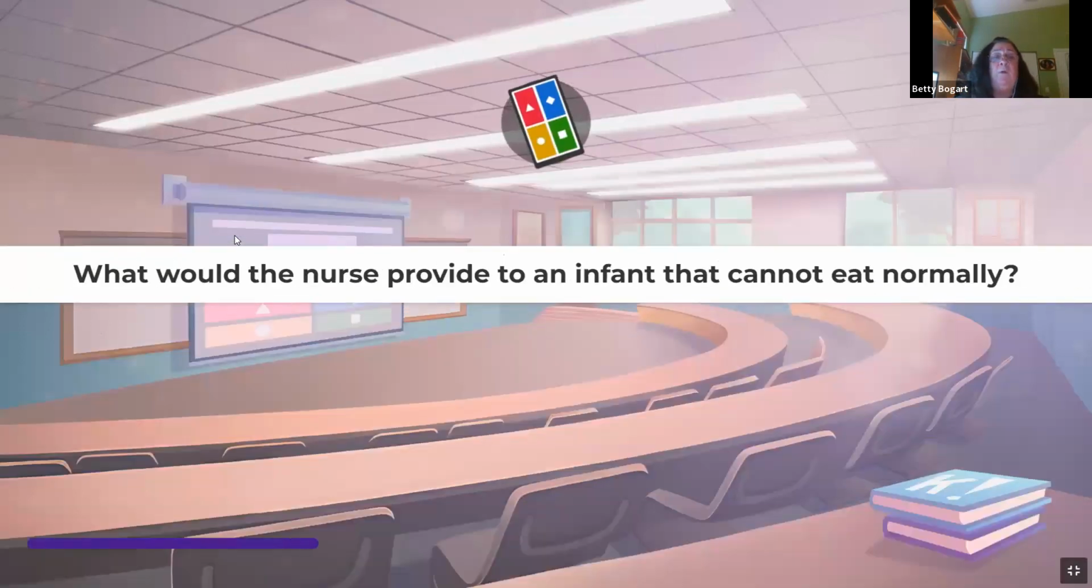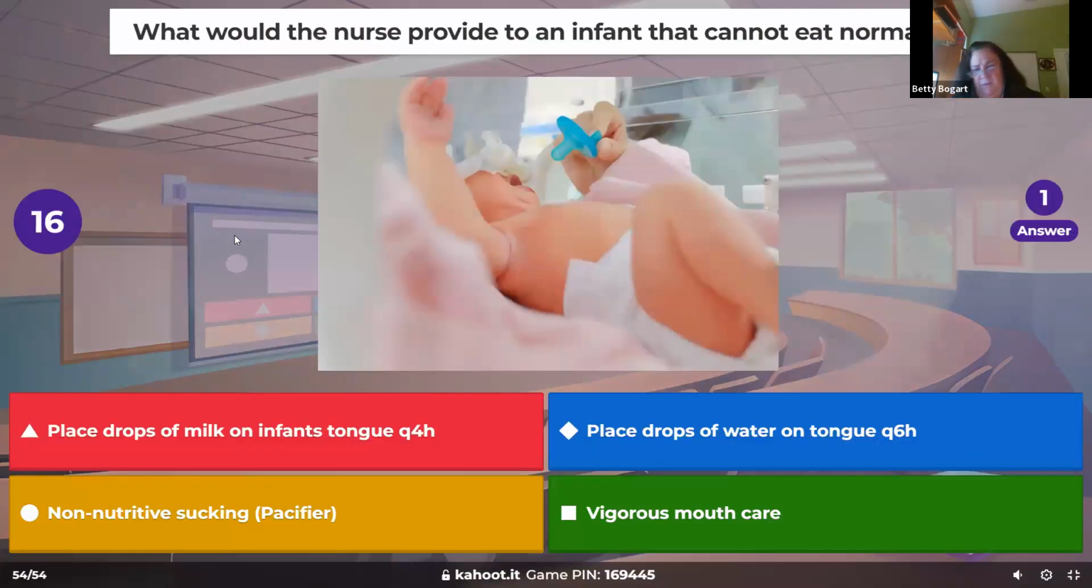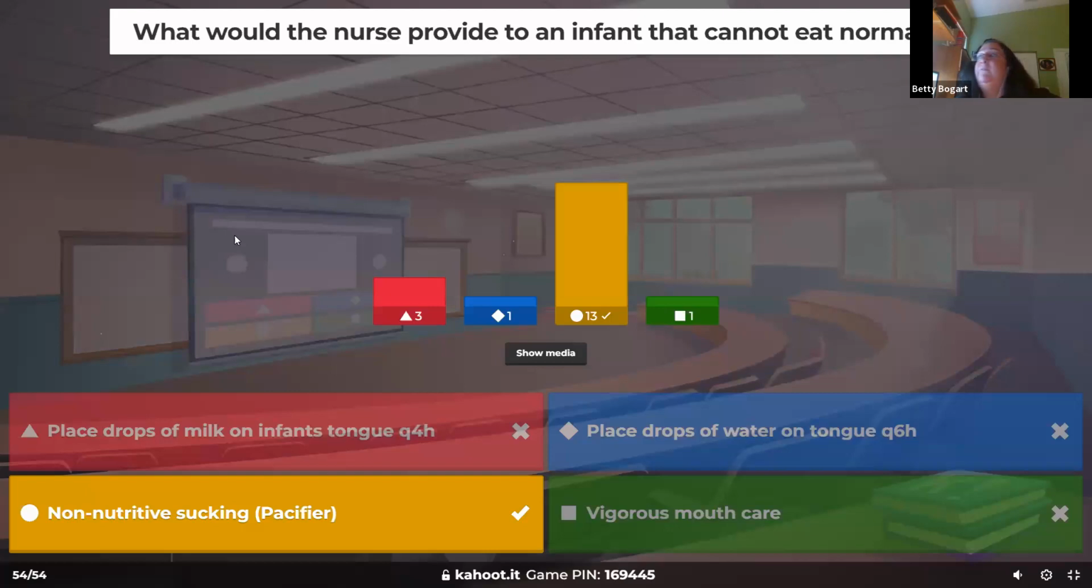Last question. What would the nurse provide to an infant that cannot eat normally? What do you know about infants? They can't eat. What are you going to do for them? I mean, we need to provide proper growth and development, right? And that's all about that non-nutritive sucking pacifier. It's that self-soother, and it's what infants do need. So that's what we will provide. If they can't eat, there's a reason for it. We're not going to put anything in their mouth, because it could harm them.